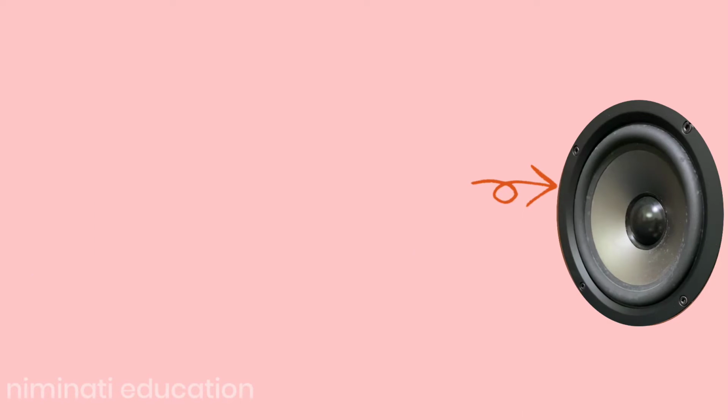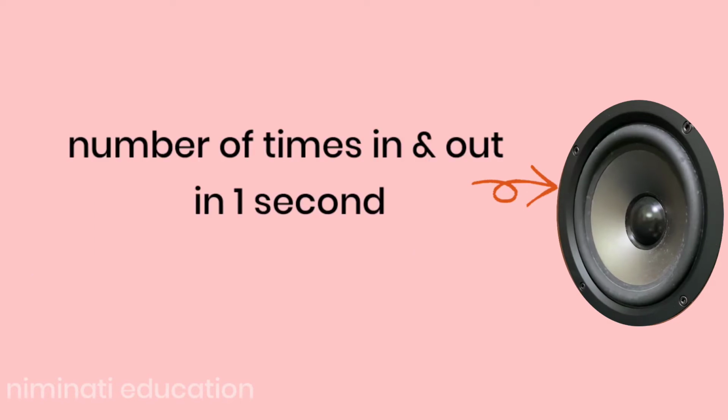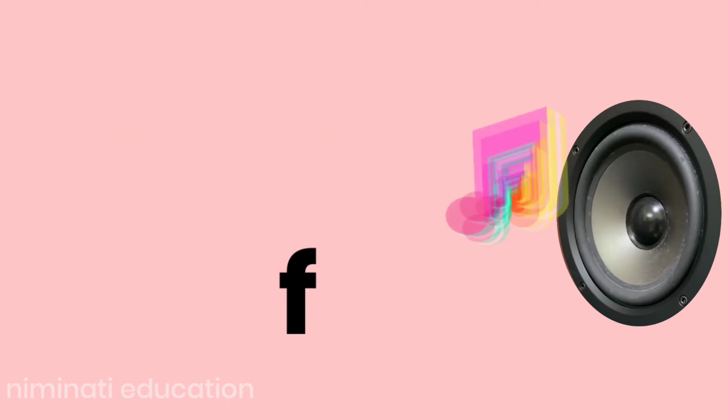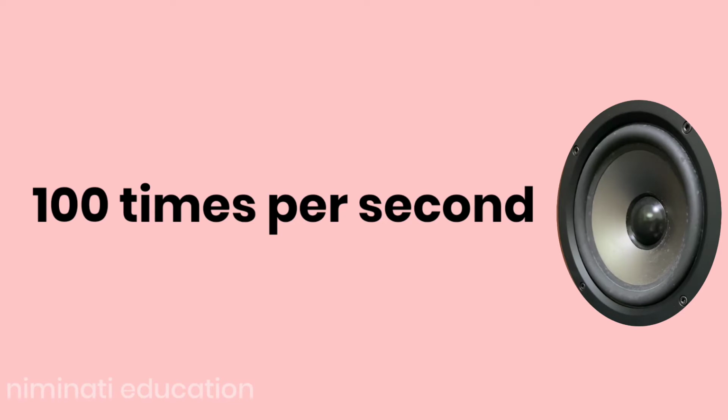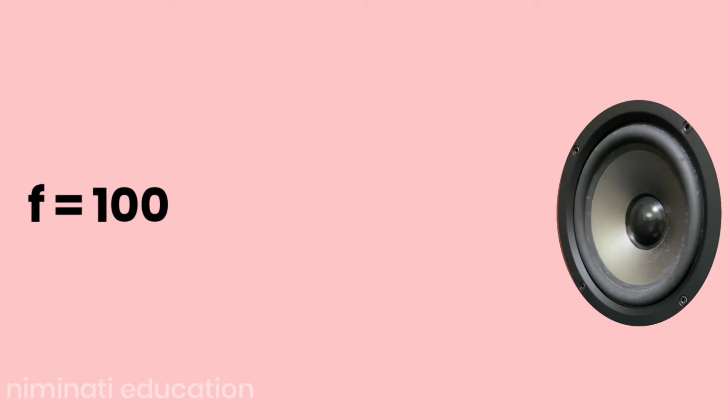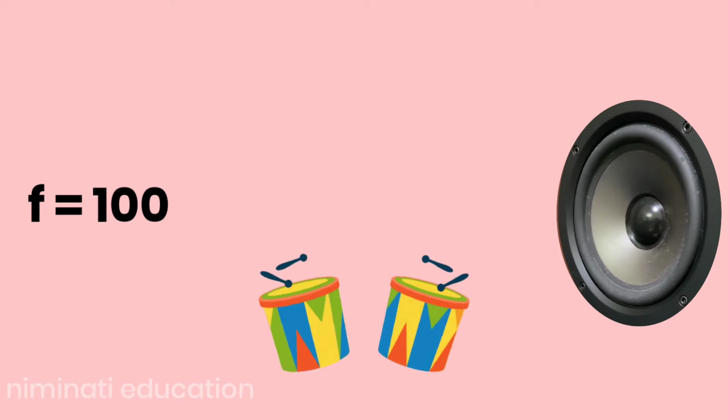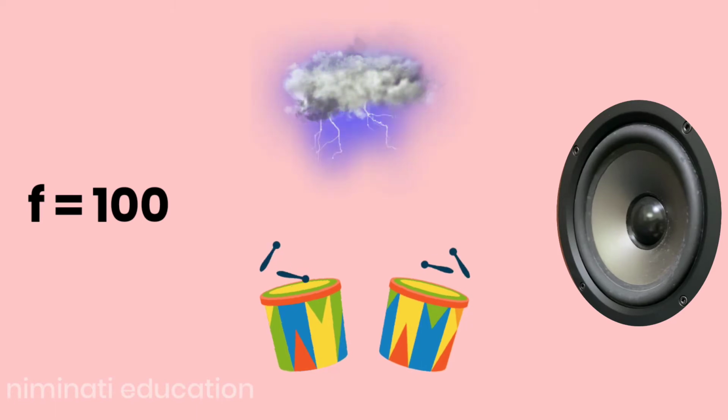Let us say the number of times the speaker moves in and out in 1 second is f. We can create different sounds by changing this f. Let's say when a speaker moves in and out 100 times per second, which means f is 100, we typically get deep sounds like drums or like clouds thundering.